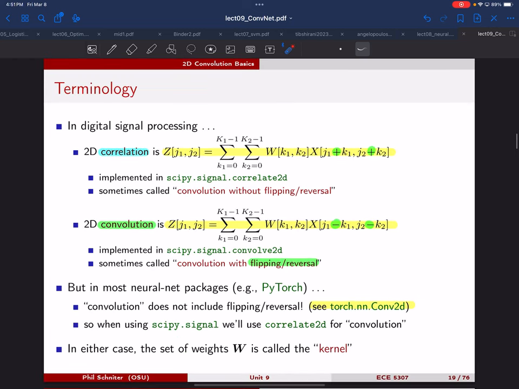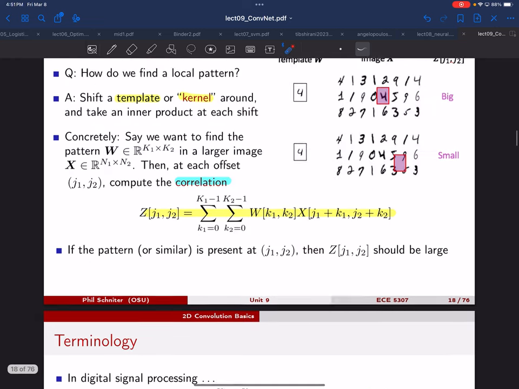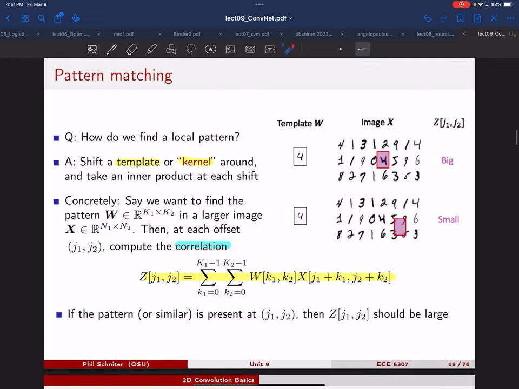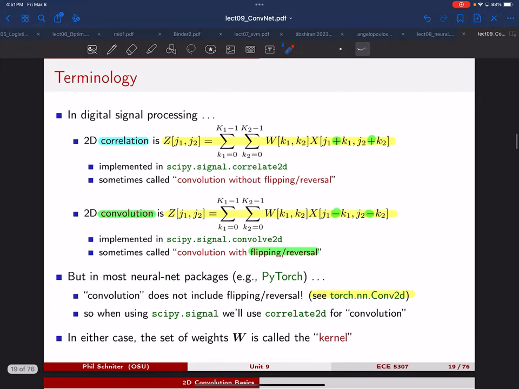So that's essentially what is happening. Although we'll see it's a little bit more complicated, this is the main idea behind convolution and how it is used in these neural networks in the form of this pattern matching. All right, so any questions?